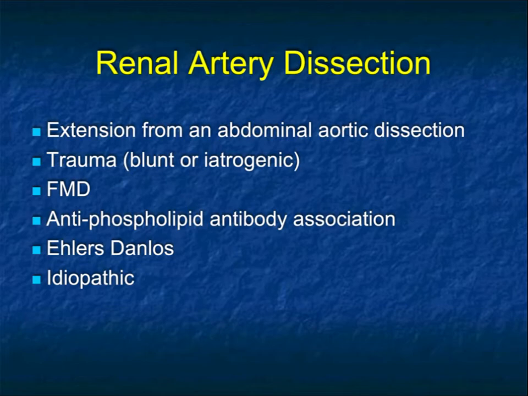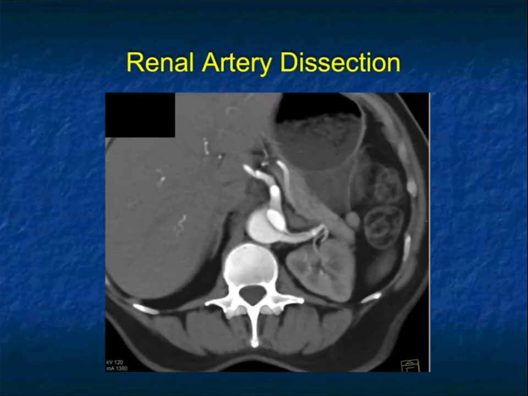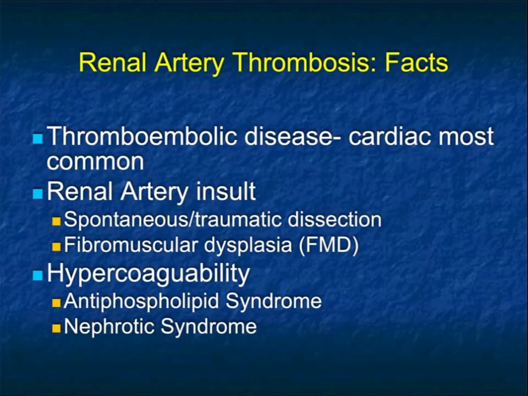Now, dissection most commonly, just like SMA, is extension from an abdominal aortic dissection into the renal arteries. You can also see it with trauma, FMD, antiphospholipid antibody association, Ehlers-Danlos, and of course idiopathic. Nice example here of a dissection, but there's no involvement of the renal artery into the aorta. Here is a renal artery dissection, but you can see the dissection nicely starting in the patient's abdominal aortic aneurysm with dissection. Renal artery thrombosis, cardiac embolic events are most common.